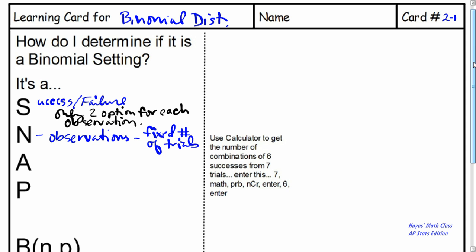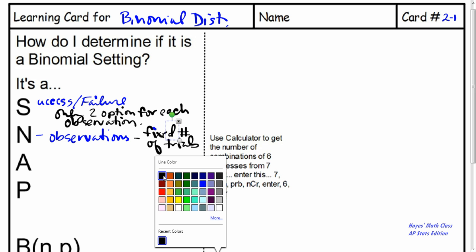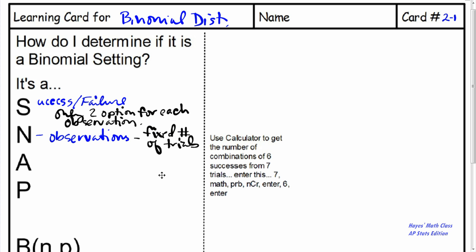Probably should have done this last part in black. It's amazing what happens when you pause things. Oh man, I blew it. I tell you, the magic of the internet. That's why you double check things before you turn them in, people.